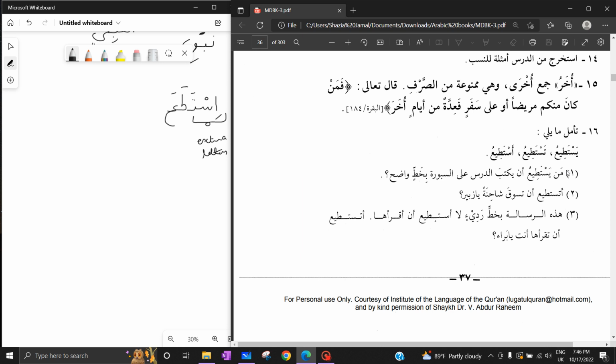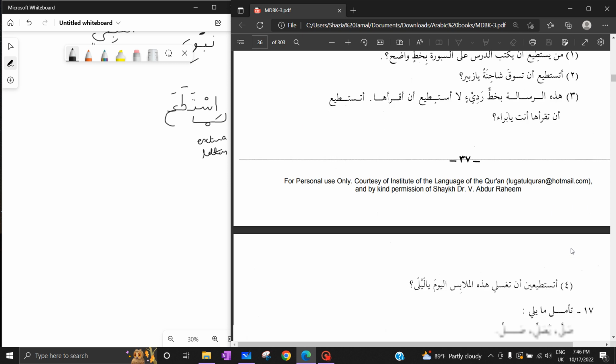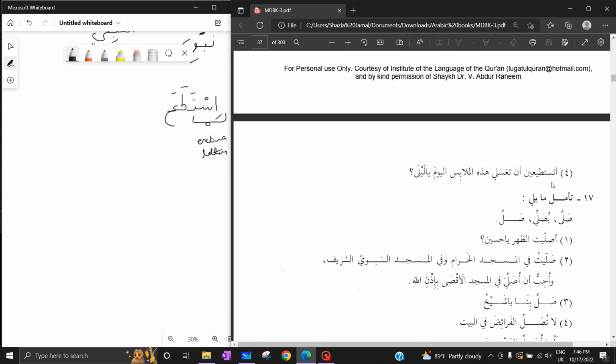So you see how this word istata is used in different forms of fi'l mudari. Atasta'ina. Now, when you are speaking to a feminine singular mukhatib, tasta'ina with a ya mukhatiba. Atasta'ina an taghsili means can you, speaking to a feminine singular mukhatib. Atasta'ina an taghsilina. Now, what is this form? This is a tool of nasb. When the af'alul khamsa comes, what is the rule? The noon drops.